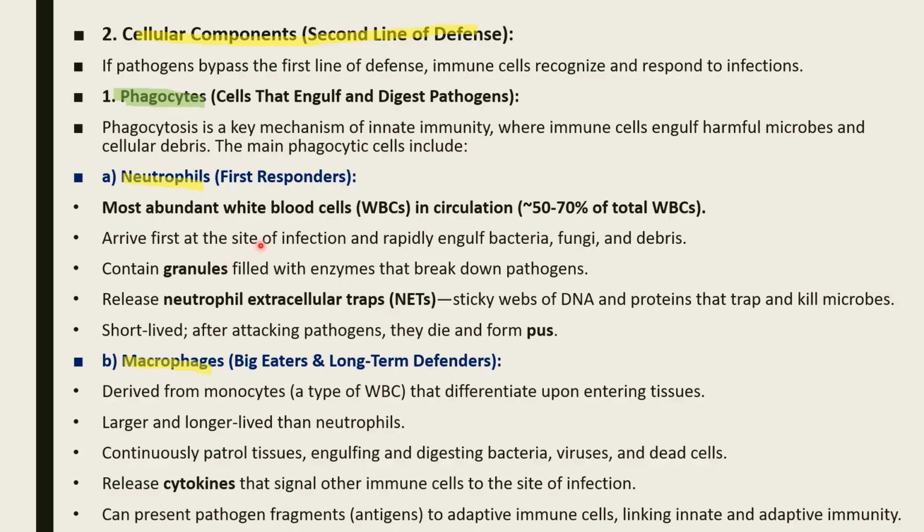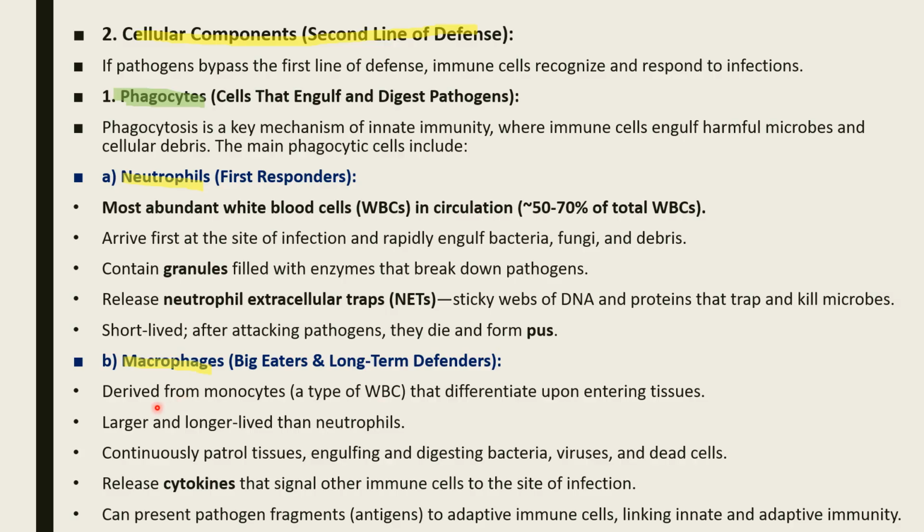They are the most abundant WBCs in circulation, 50 to 70% of total WBCs, and they arrive first at the site of the infection and rapidly engulf bacteria, fungi, and debris, and contain granules filled with enzymes that break down pathogens. They release neutrophil extracellular traps, a sticky web of DNA and proteins that trap and kill microbes. Short-lived, after attacking pathogens, they die and form pus.